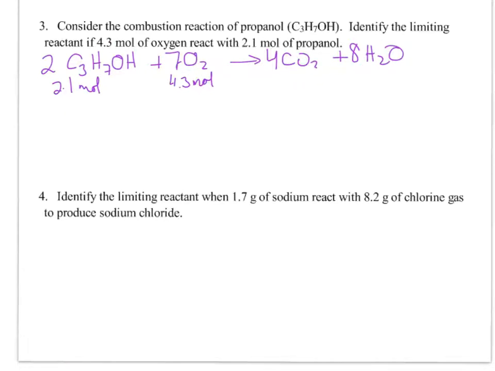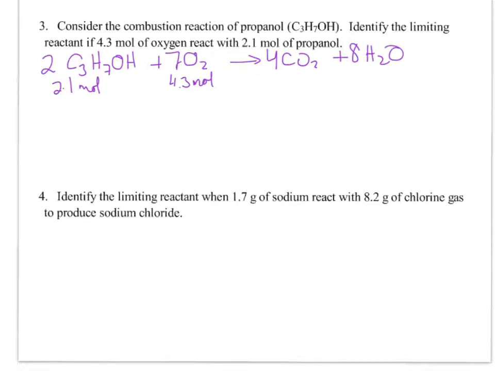So what I could do in this case is I could start with this, see how much product I would form. You can pick whichever product you want, doesn't really matter. So let's say CO2. So I could pick propanol, start with 2.1 moles, and see how much CO2 would form. Then I would start with the O2, see how much CO2 would form. Whichever gives me the least amount of CO2 is the one that runs out first, so that's my limiting reactant.